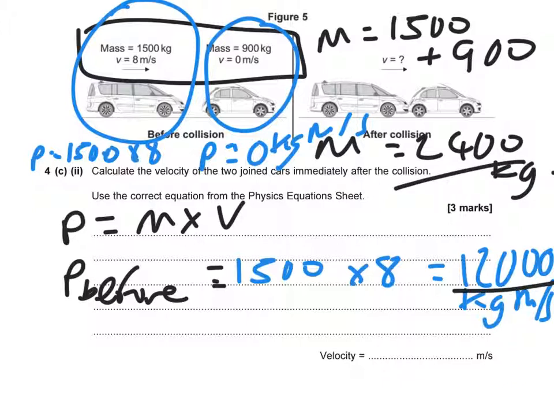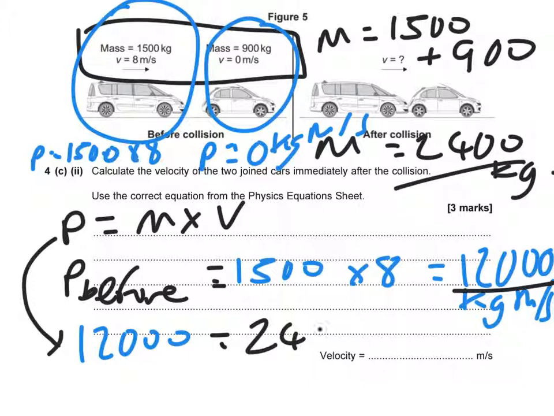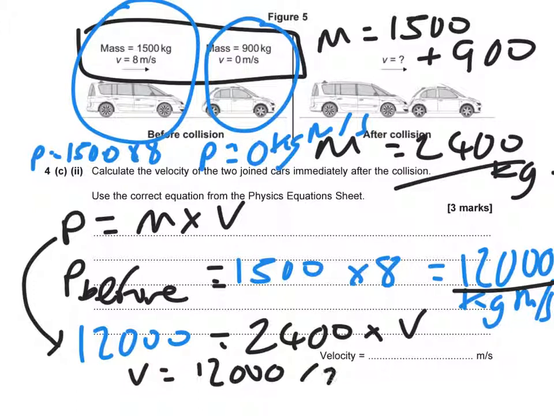So now to work out V, I've got my mass from before, which is 2,400. I've got momentum, which is 12,000. Using this equation here, I can put those in. So I'm going to use the blue for that one. So I've got 12,000 equals 2,400 multiplied by V. So V is going to equal 12,000 divided by 2,400, and that equals 5 meters per second.